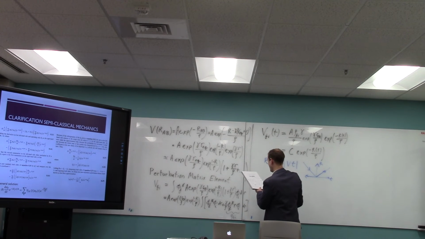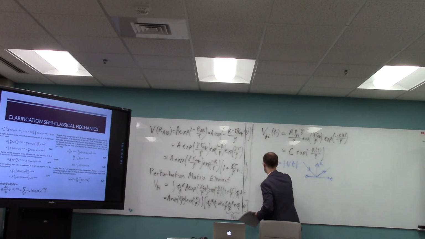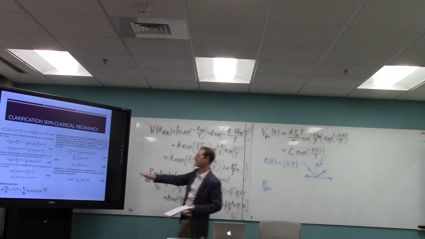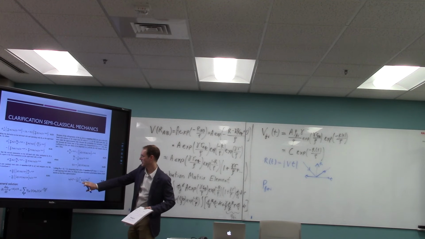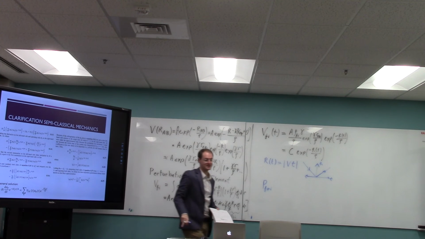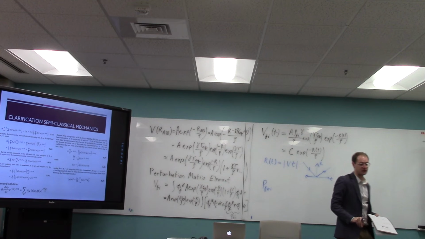So then, if we make this assumption, our next goal is to calculate the probability of a transition from state I to state F. And using semi-classical mechanics, we're going to do that using this equation. So we take this perturbation matrix element that we just derived, and we have to integrate it multiplied by e to the minus I omega t, where omega is the difference in the initial and final energies divided by h bar.